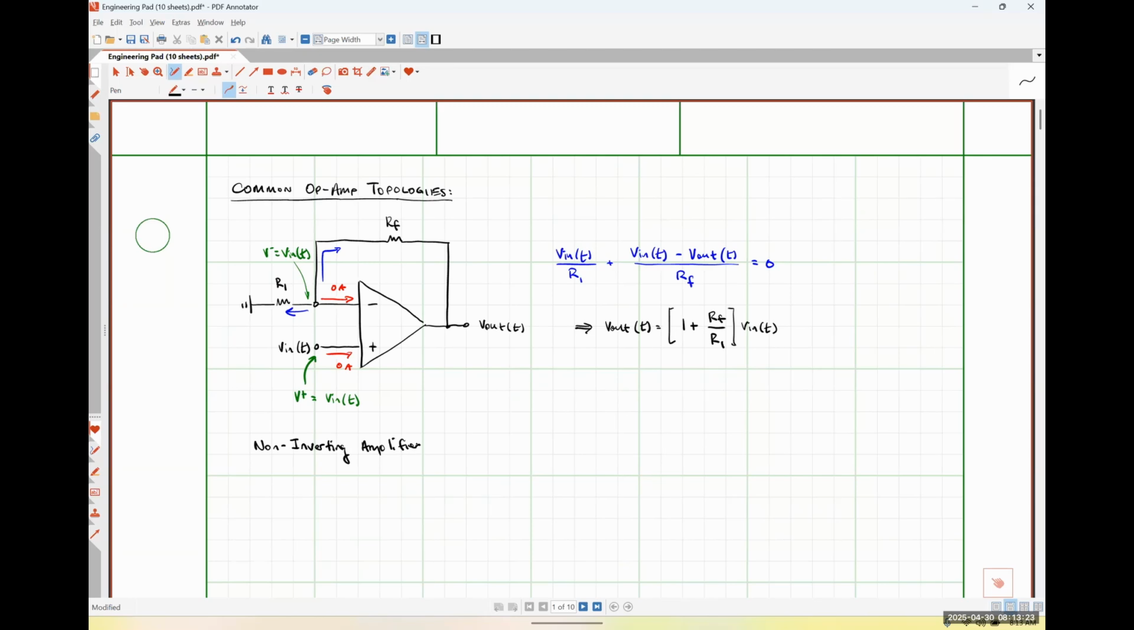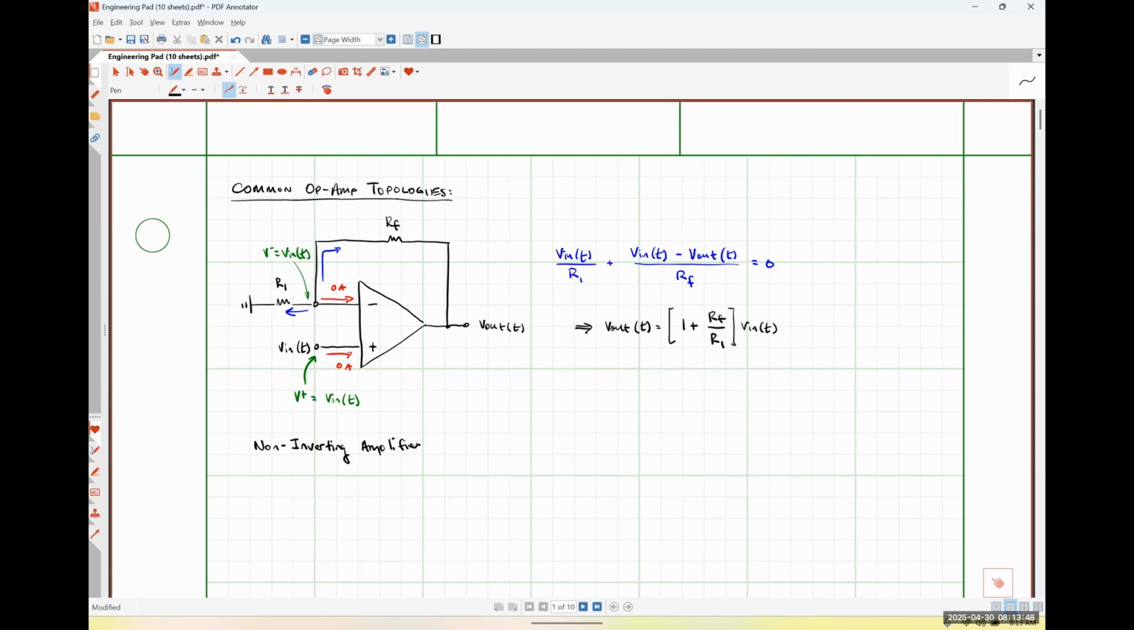And it is a non-inverting amplifier because when my input signal is positive, my output signal is also positive. When my input signal is negative, my output signal is also negative. So effectively, this particular configuration keeps the phase of the input signal.